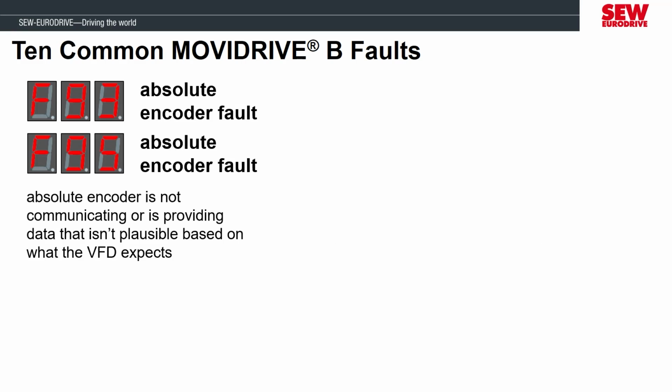The last faults we'll mention are specifically with absolute encoders. These are F93 and F95. These faults generally indicate that there is a communication or configuration issue with the encoder. It's possible to get an F14 or these errors depending on the root cause.